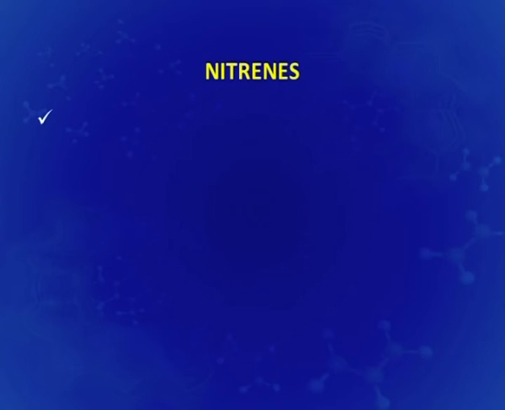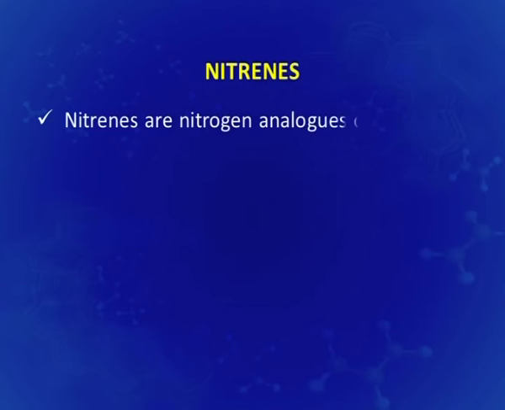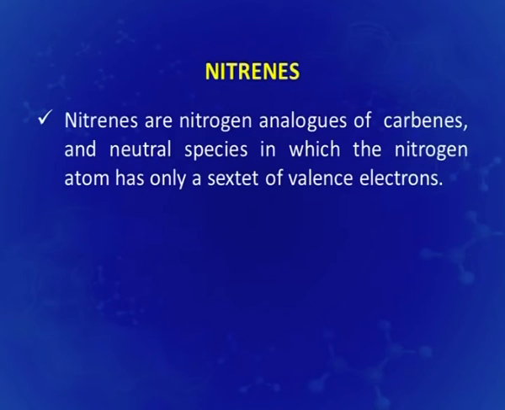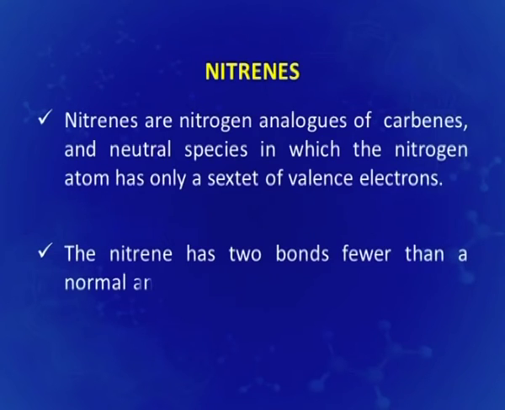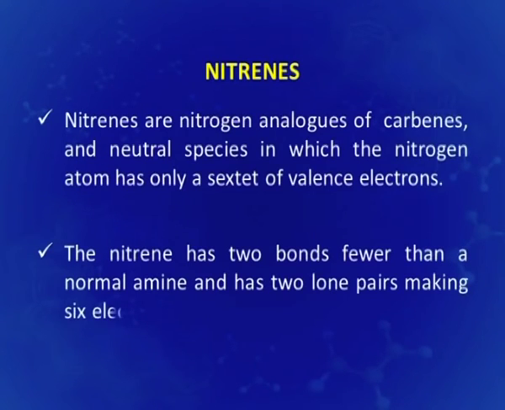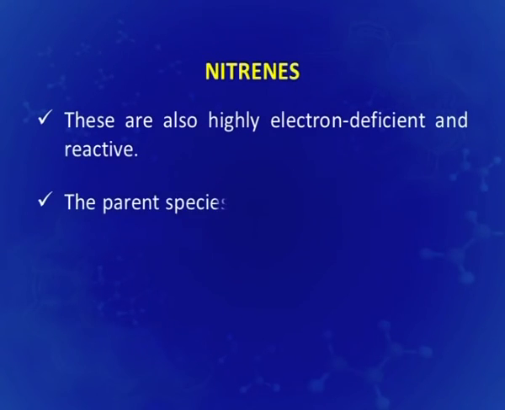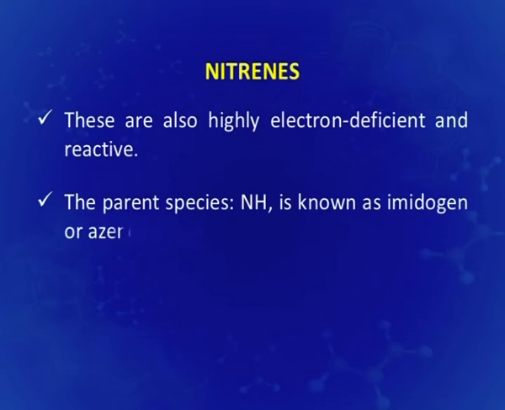Nitrenes are another type of intermediates which are the nitrogen analogues of carbenes and are neutral species like carbenes, in which the nitrogen atom has only a sextet of valence electrons. The nitrene has 2 bonds fewer than a normal amine and has 2 lone pairs, making 6 electrons in all. These are also highly electron deficient and therefore very reactive. The parent species NH is known as imidogen or azene or imene.